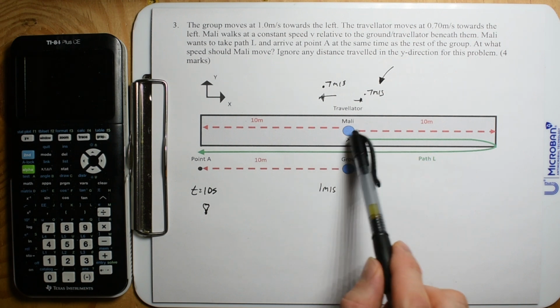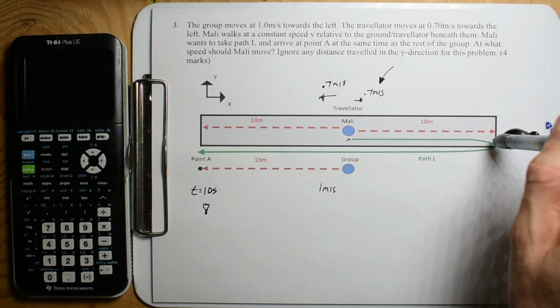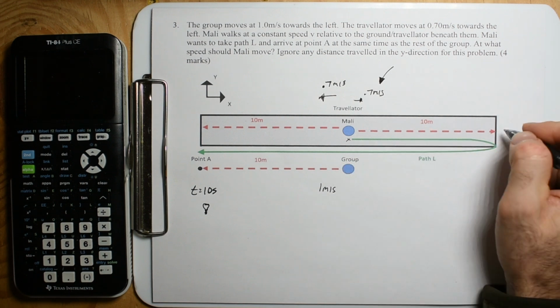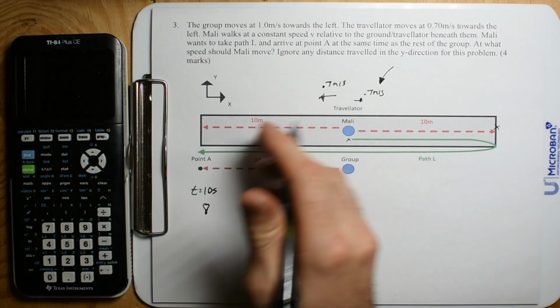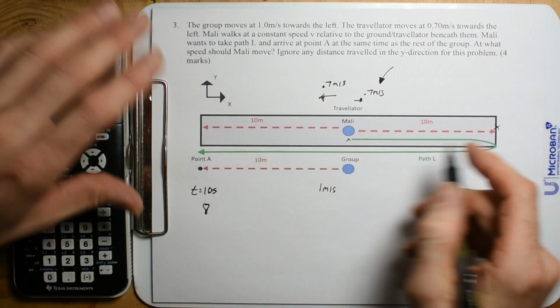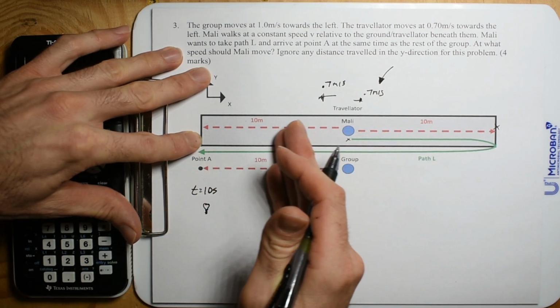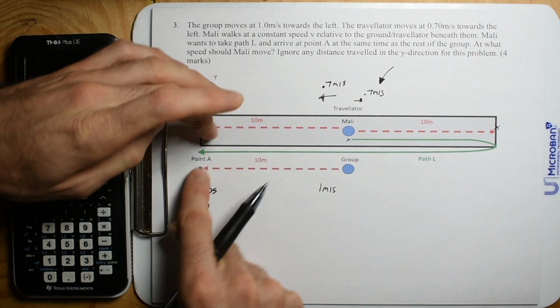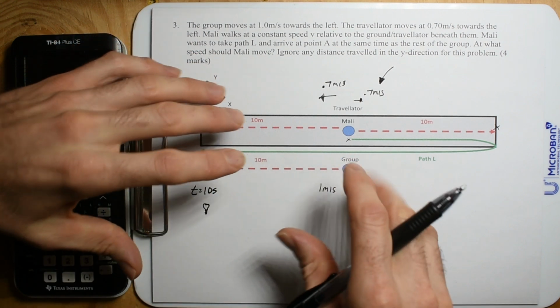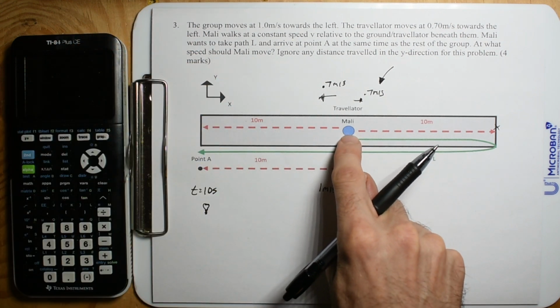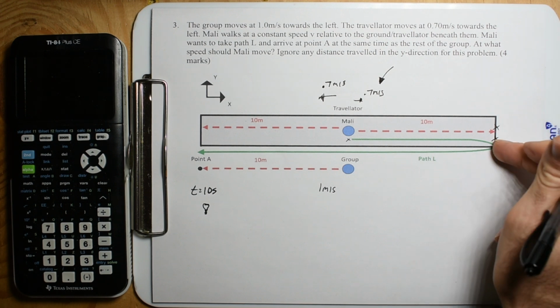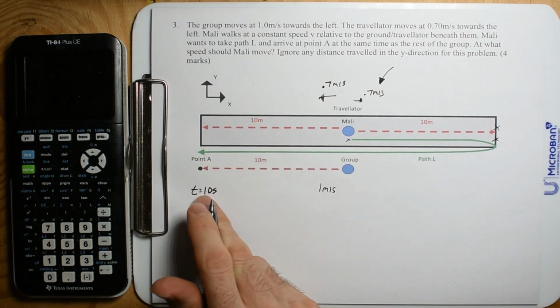And then obviously the other constraint is Malachi has to walk to the end. If Malachi doesn't walk to the end and get back to the group, then the problem doesn't make sense. Malachi can't just not walk and just go down the escalator and then meet the group at point A. Part of the problem is that it's kind of a challenge. Malachi has to reach the end and get back at the same time.